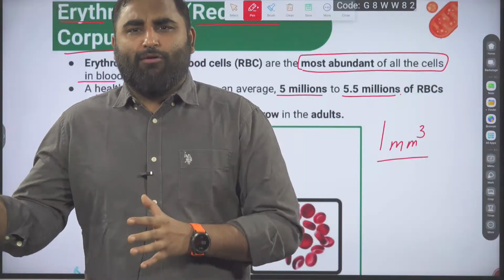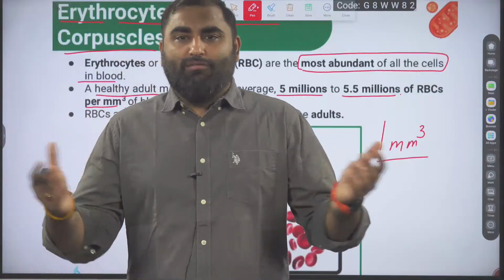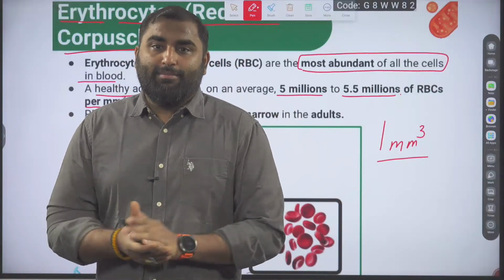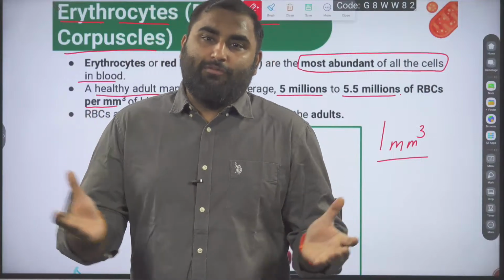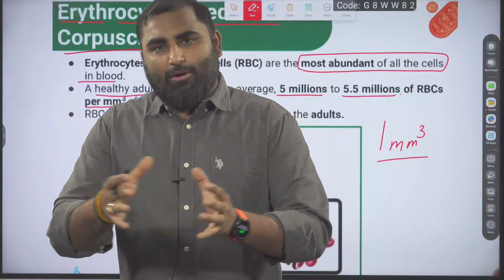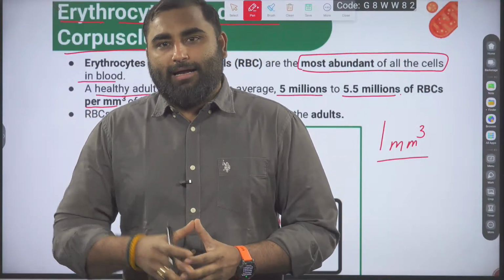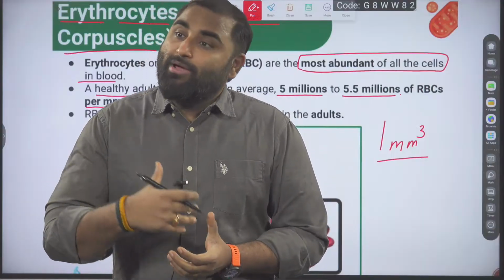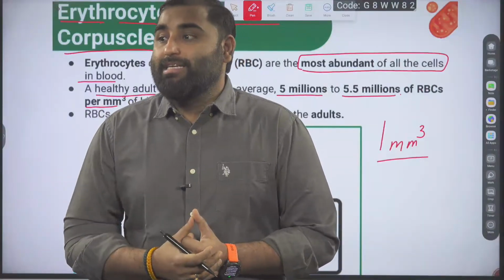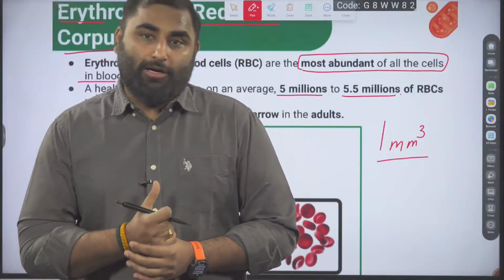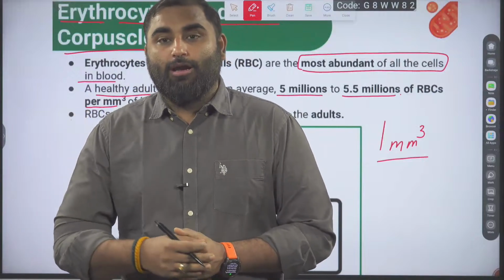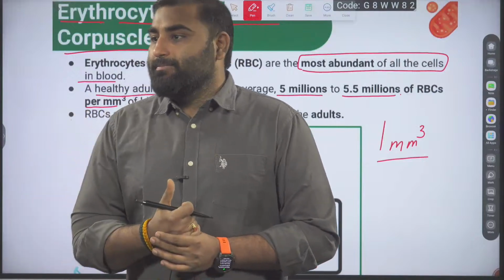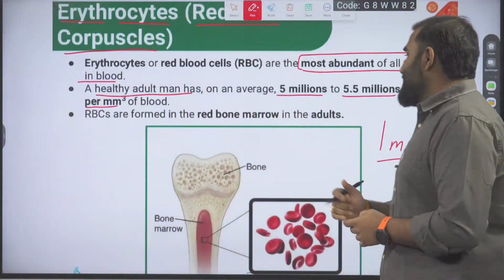So there is a special formula. You don't have to count the whole 5 to 5.5 million RBC. Okay, there is a special formula for it. You have to just count a few of the RBCs and then apply it, and then you can get the number and know if your RBC number is normal or not. You have to do the same for WBC as well. Okay, so that is the number.